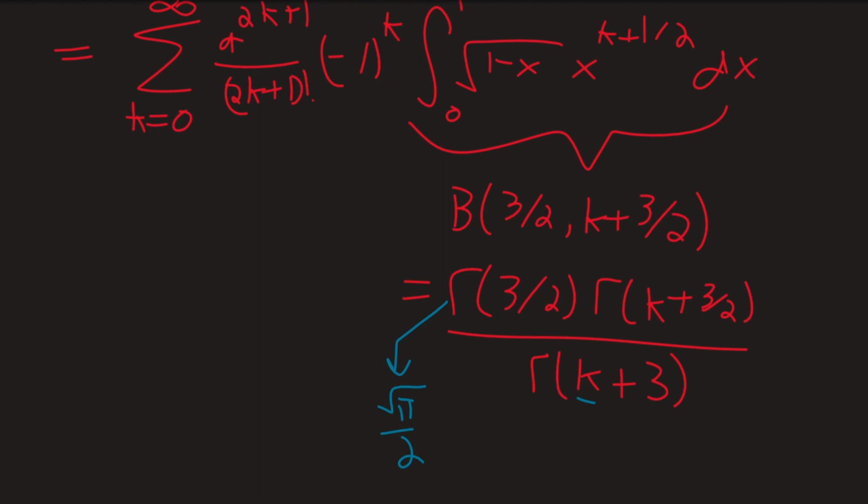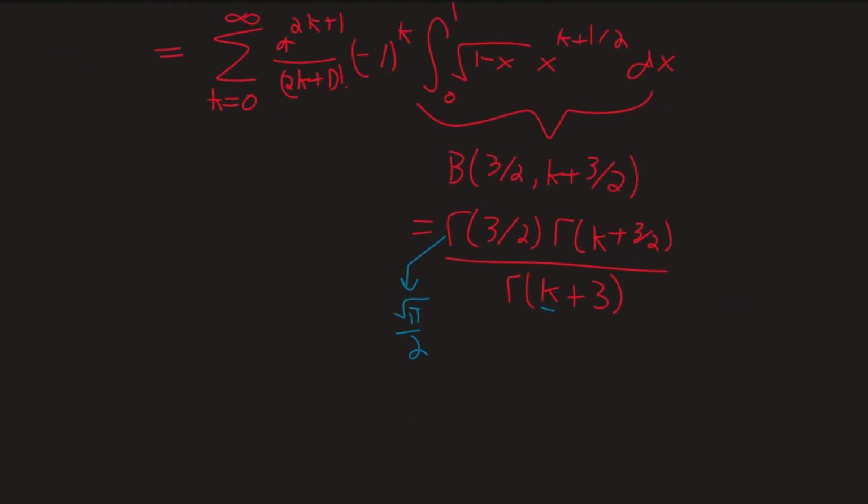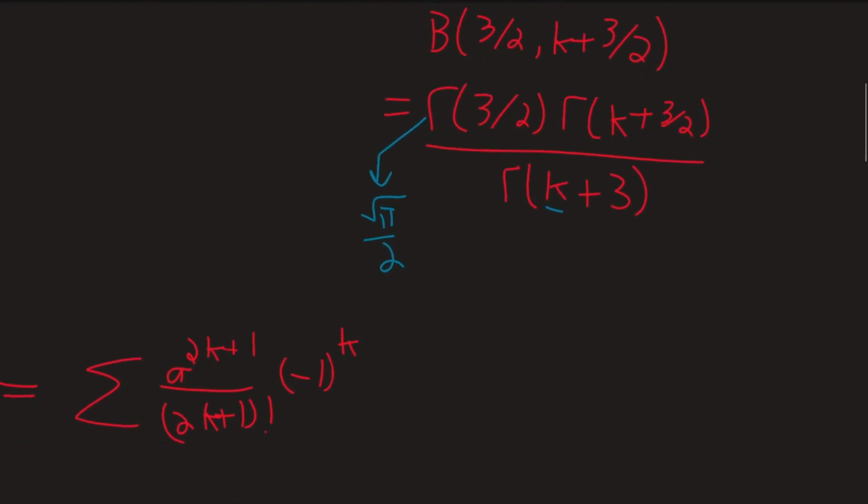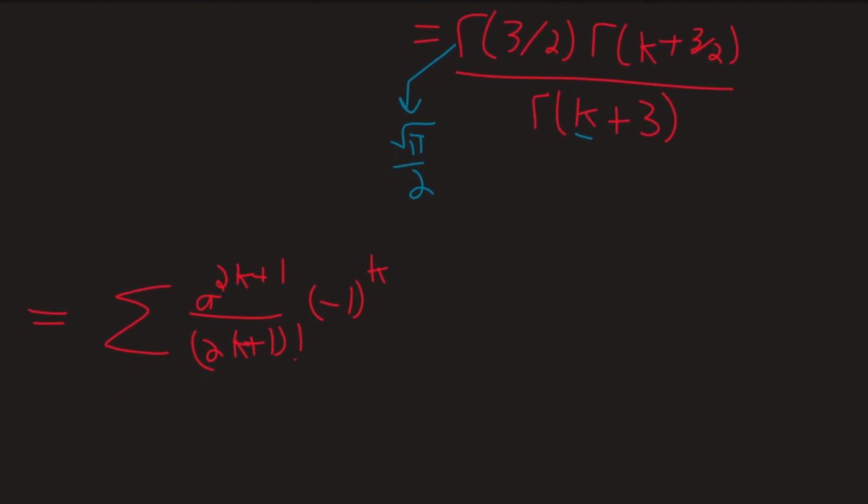Anyways, to write out our entire series now, this is going to equal the sum of a to the 2k plus 1 over 2k plus 1 factorial times negative 1 to the k. And then we're going to have our expression in terms of our gammas. So we're going to have gamma of k plus 3/2 over gamma of k plus 3. Oh yeah, and then we have our square root of pi over 2 out front. It is important, but it's a constant, so we're just going to factor it out of the sum real quick.